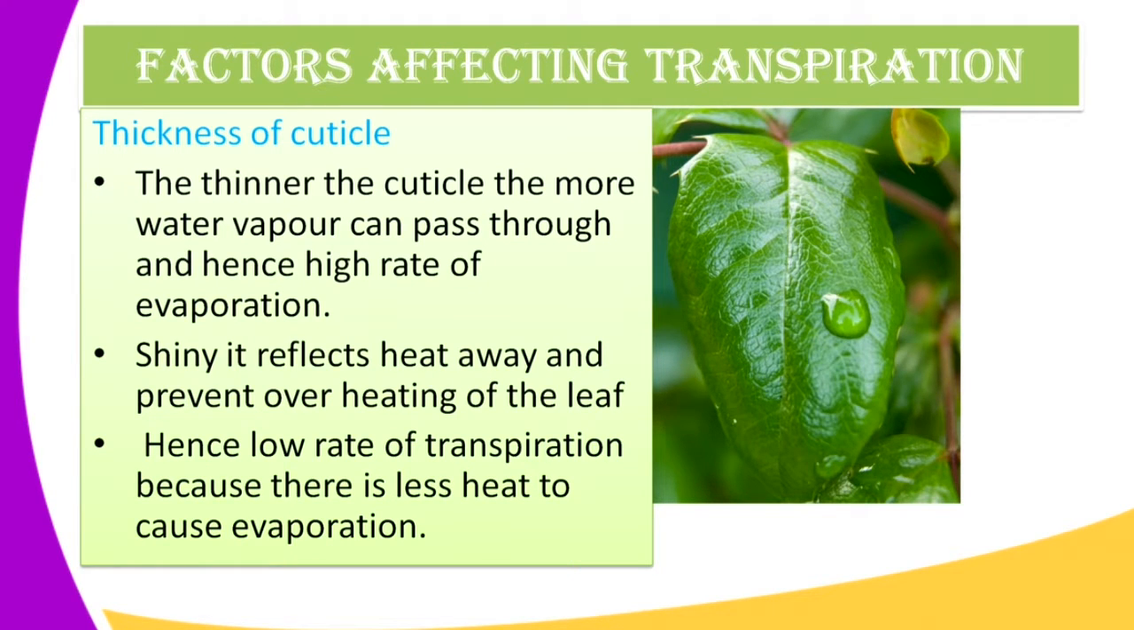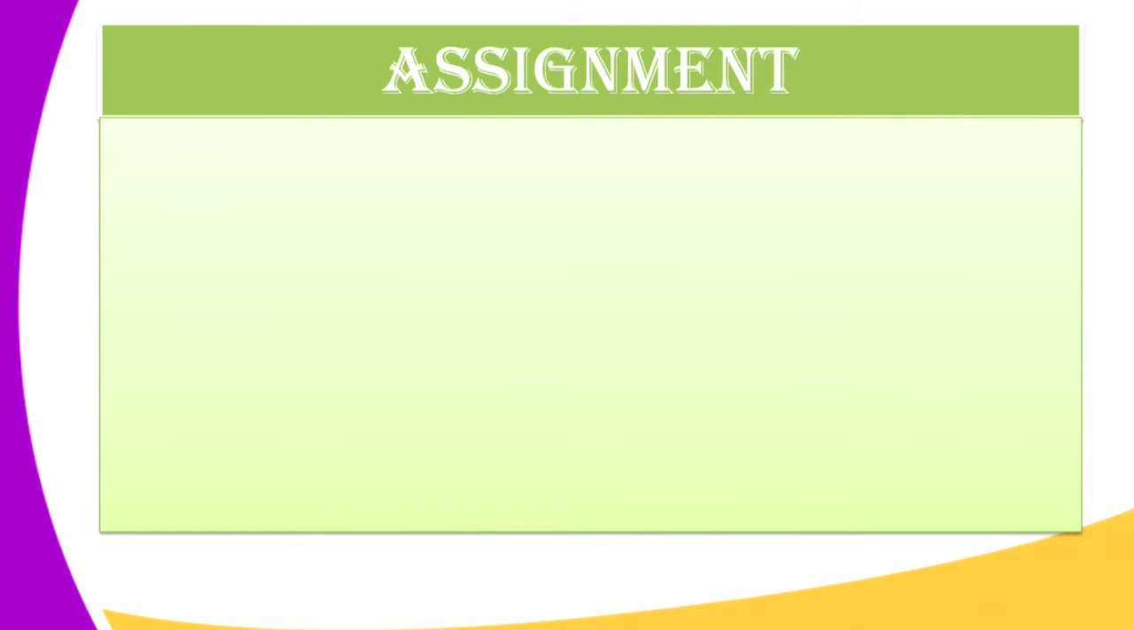The cuticle also has a shiny part. The shiny part reflects heat away and helps to prevent overheating of the leaf. Hence the low rate of transpiration, because there is less heat to cause evaporation. So it has two purposes: regulating the heating of the leaf, and also helping in transpiration. So that has been our lesson today.